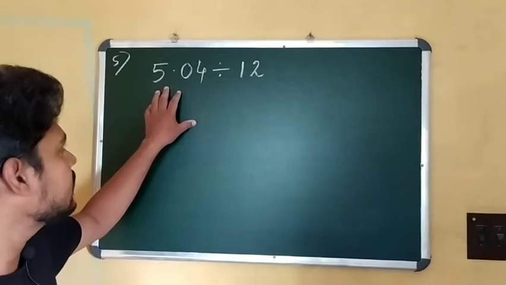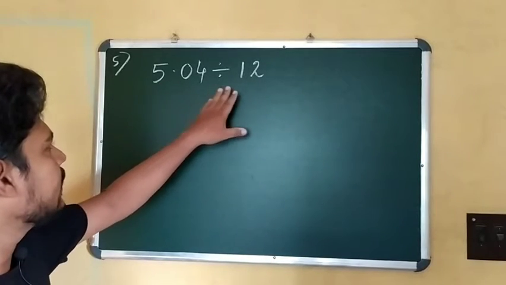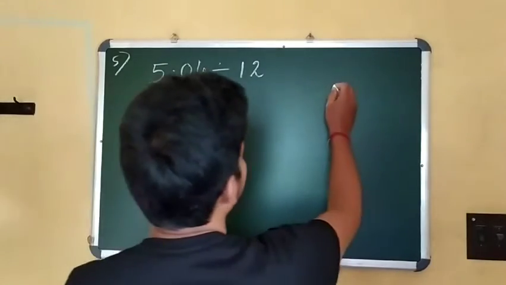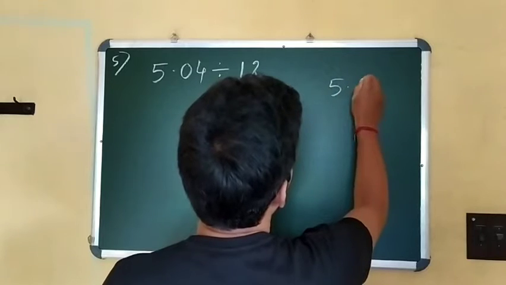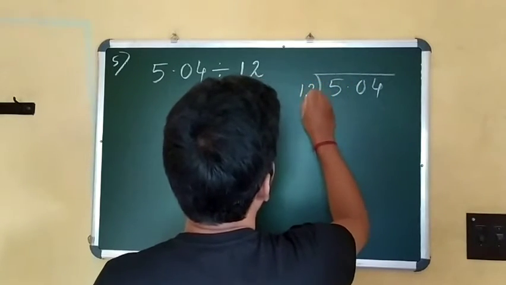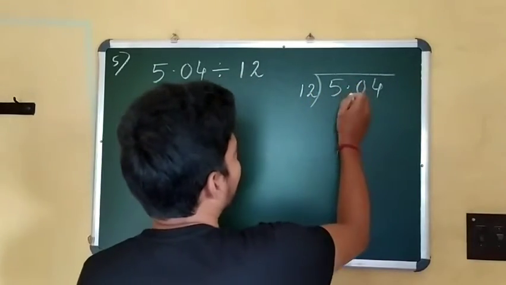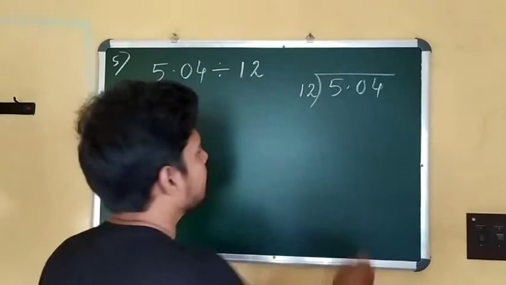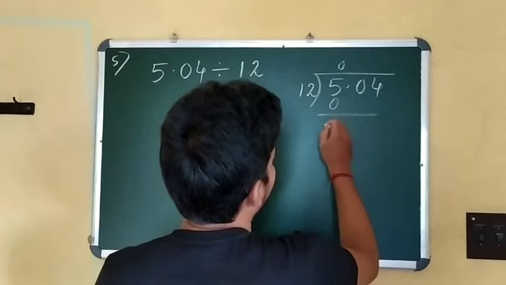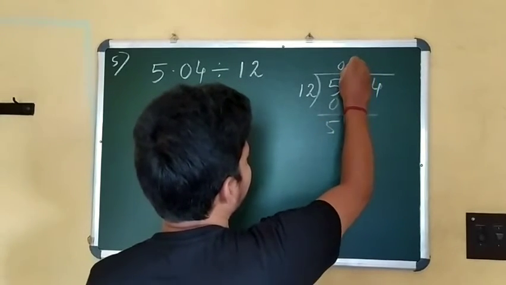Now let's see this example. Here the dividend is 5.04 and the divisor is 12. Now you apply the same method. You write down 5.04 divided by 12. At first, at the whole number place it is written 5. So you have to multiply 0 with 12, you get 0 here. Then 5 comes down. Now you have to shift the decimal point at the quotient place.